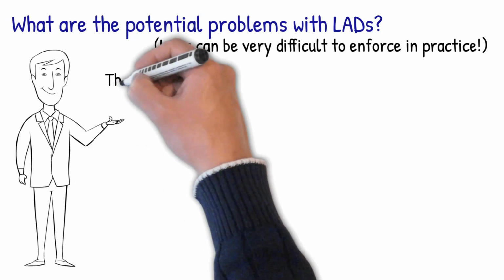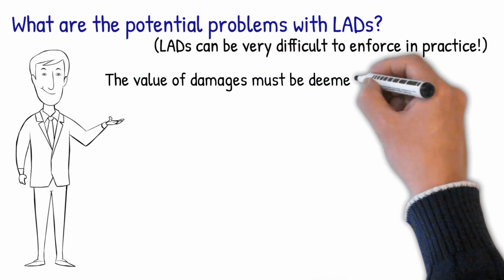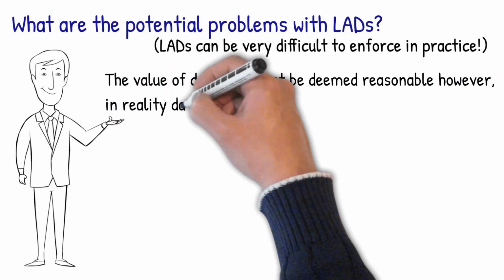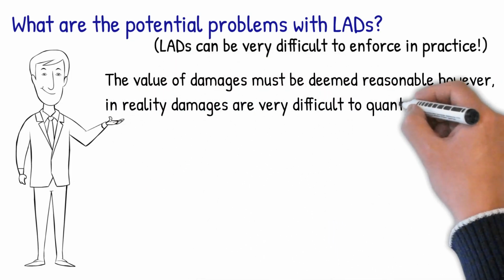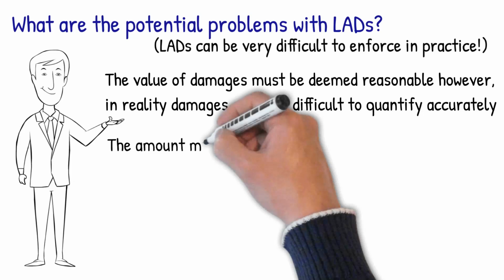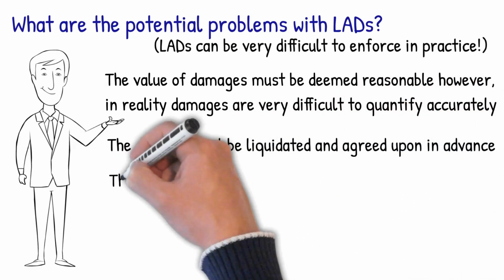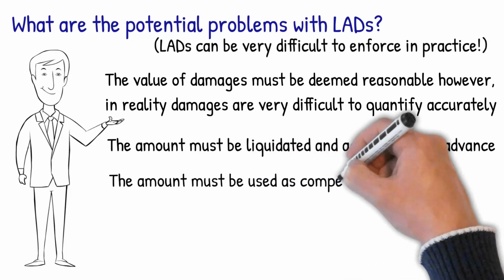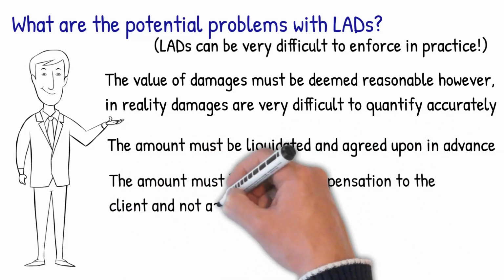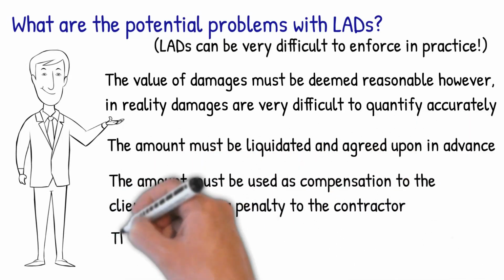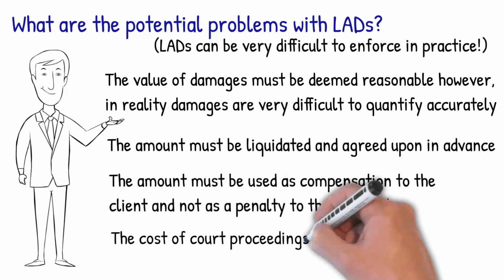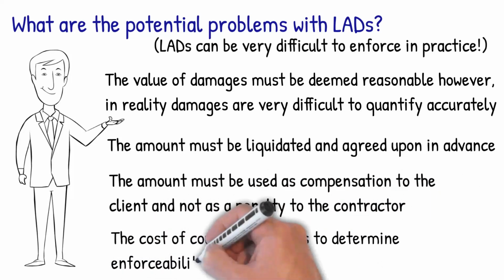The value of damages must be deemed reasonable. However, in reality, damages are very difficult to quantify and prove accurately. The amount must be liquidated and agreed upon in advance. The amount must be used as compensation to the client and not as a penalty to the contractor. The cost of court proceedings to determine enforceability can very often outweigh the value of liquidated damages stood to be gained.